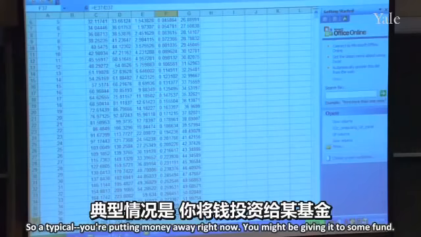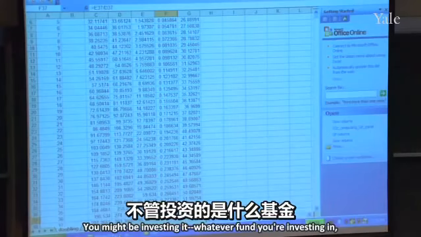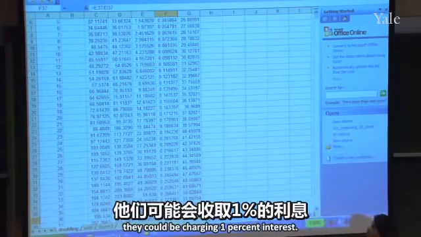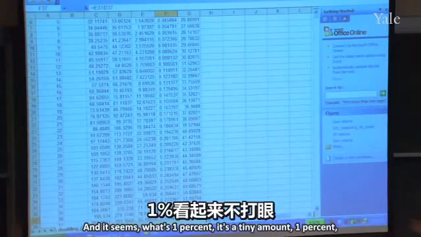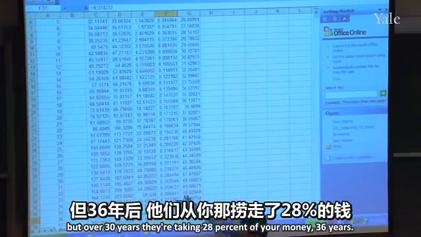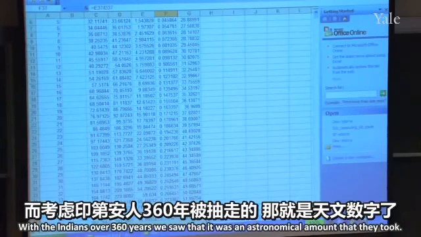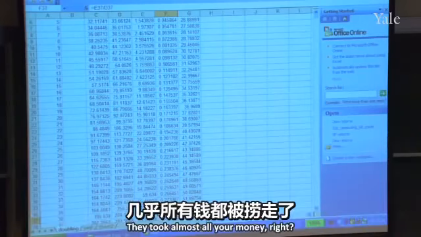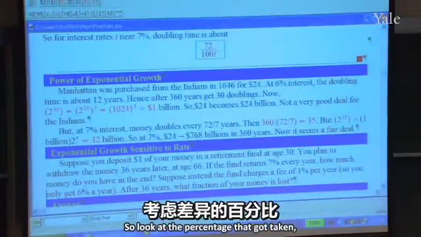So typically, you're putting money away right now. You might be giving it to some fund, whatever fund you're investing in, and they could be charging 1% interest. And it seems, what's 1%? It's a tiny amount. But over 36 years, they're taking 28% of your money. With the Indians, over 360 years, we saw that it was an astronomical amount that they took. They took almost all your money, right?